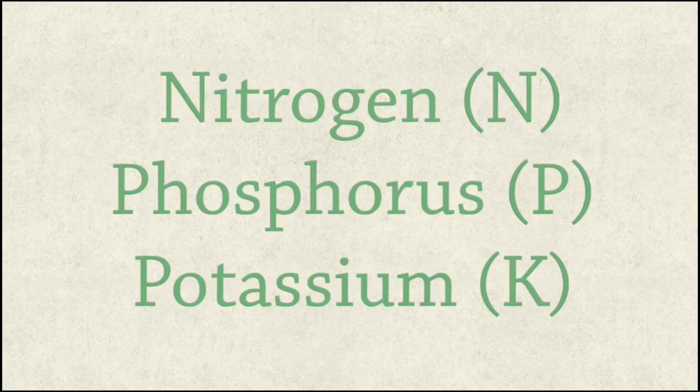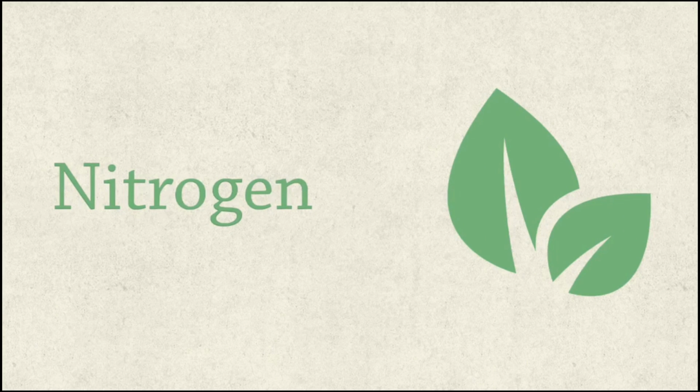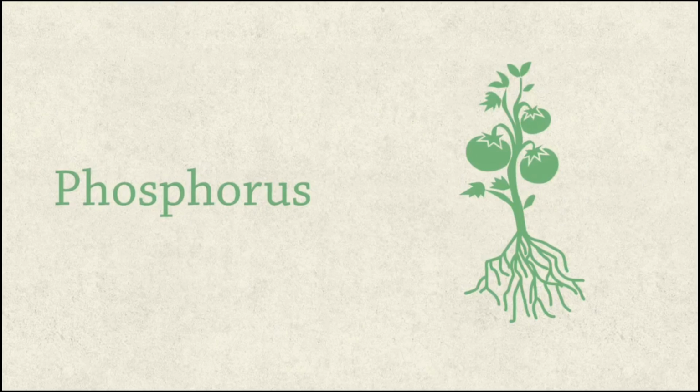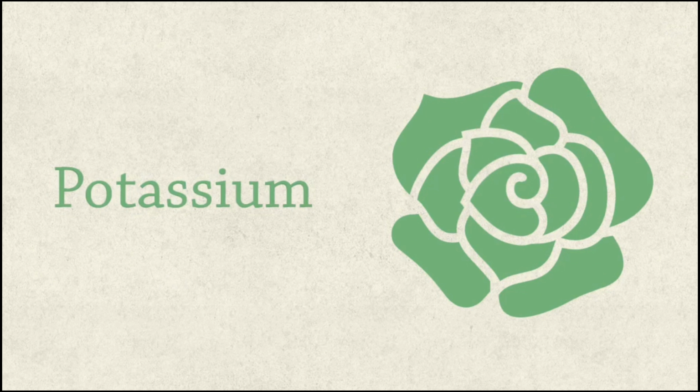Plants also require nutrients for themselves. The three main nutrients that plants require are nitrogen, phosphorus, and potassium, or NPK. Nitrogen primarily helps with leaf production. Phosphorus primarily helps the root system grow. And potassium is mostly responsible for the growth of the flowers.